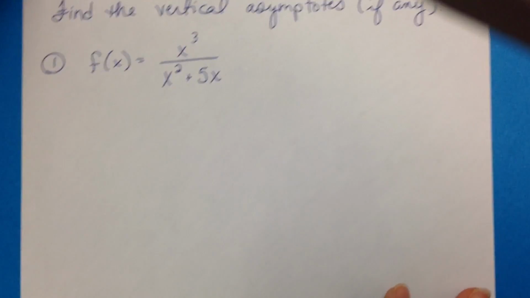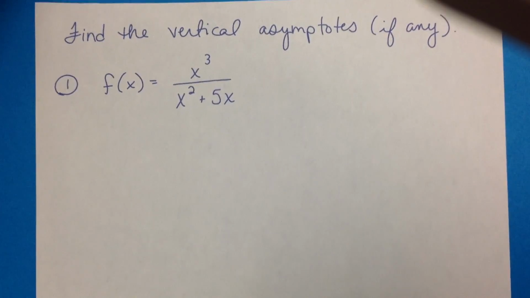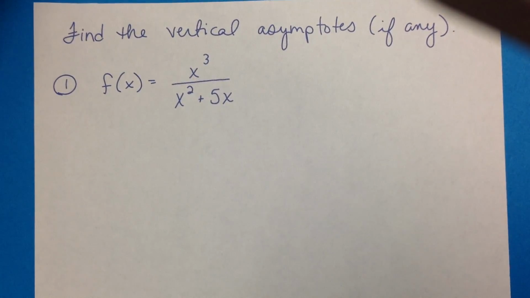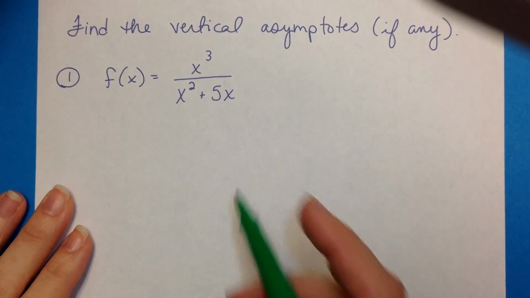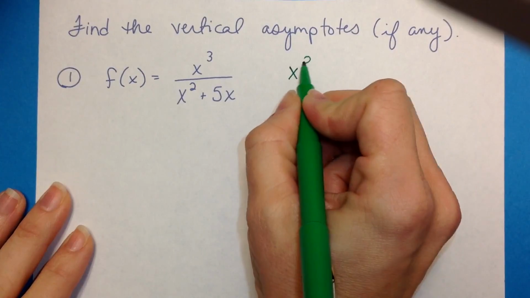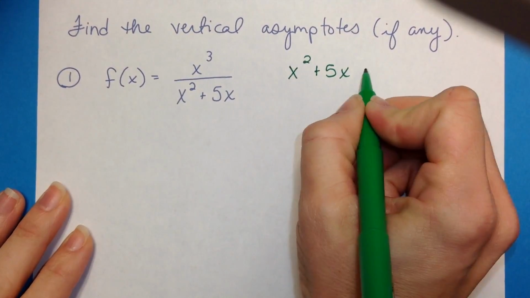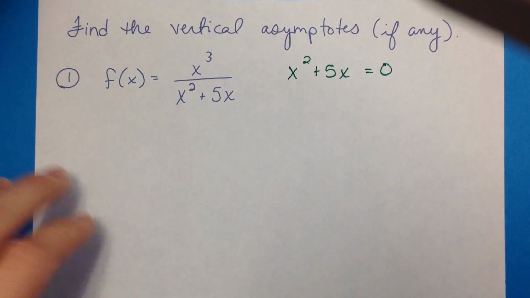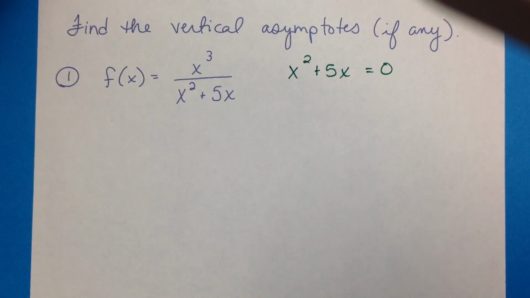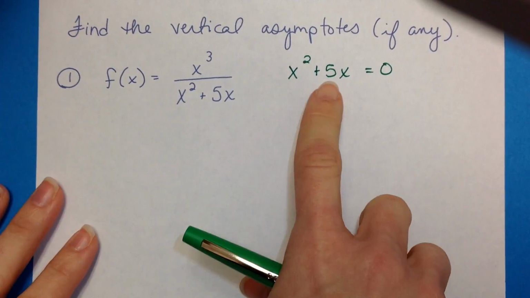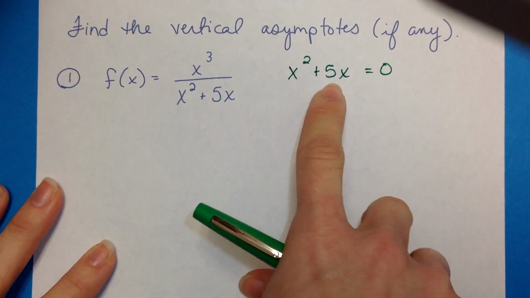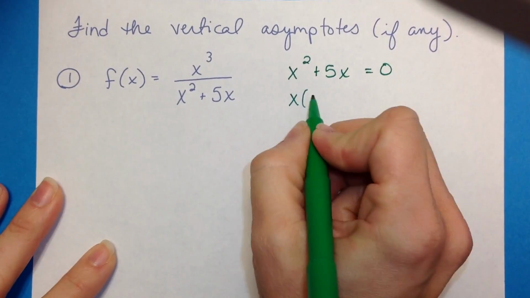Alright, so first one here for us to determine the vertical asymptote. Start with your denominator. You always start with your denominator when you're doing vertical asymptotes. So I'm going to take the x squared plus 5x and set it equal to 0, because I want to know what causes my denominator to equal 0. This will need to be factored. You have a common factor of x.